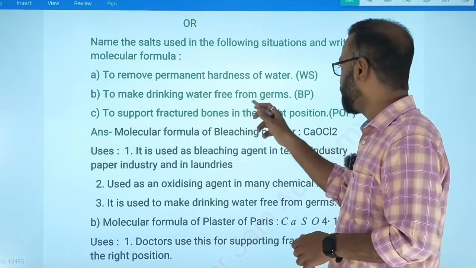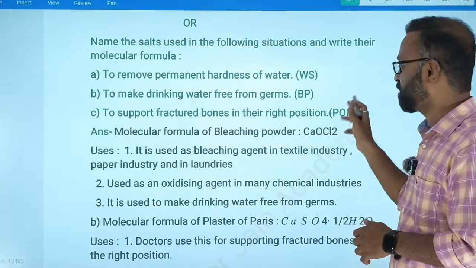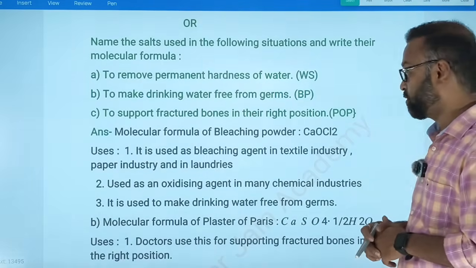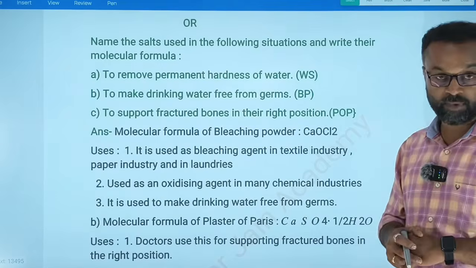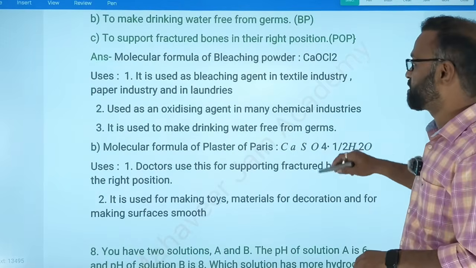To make the drinking water free from germs, bleaching powder. To support the fractured bones in the right position, plaster of Paris. Like that, you should know all the uses, preparation, chemical name and molecular formula. Do not forget that. Hope this is clear. Now the next one, see here.